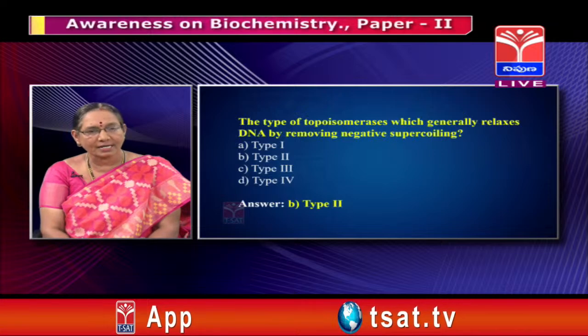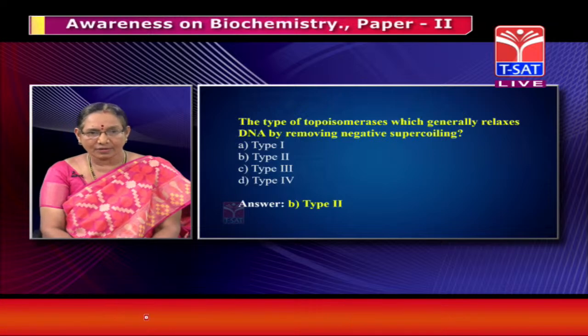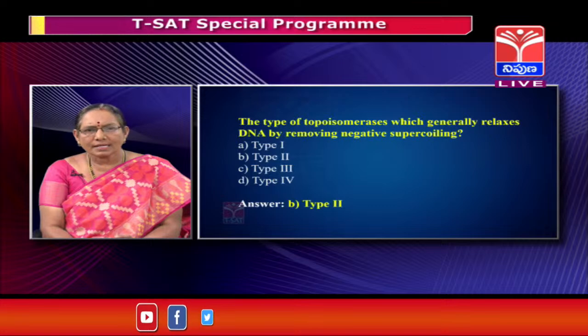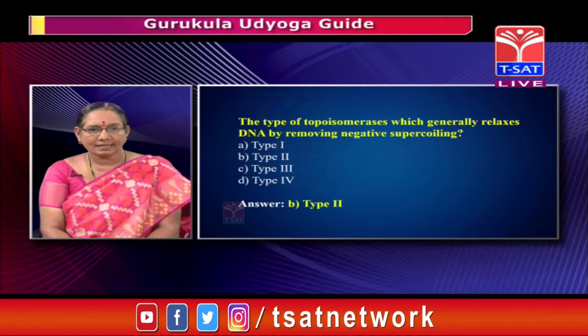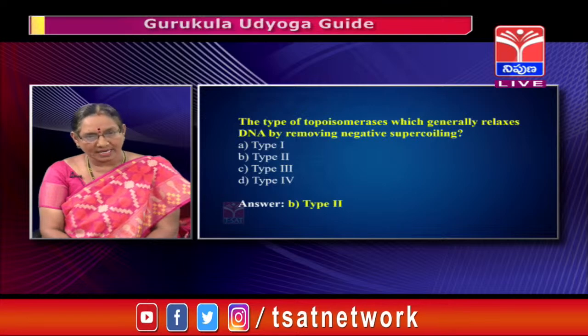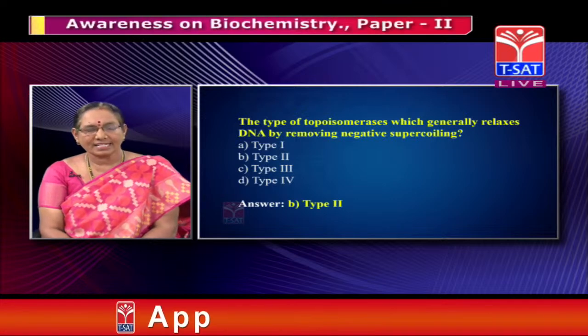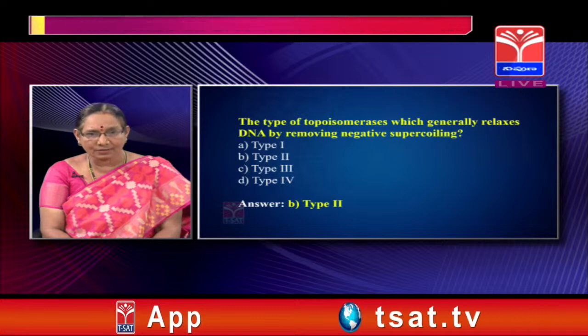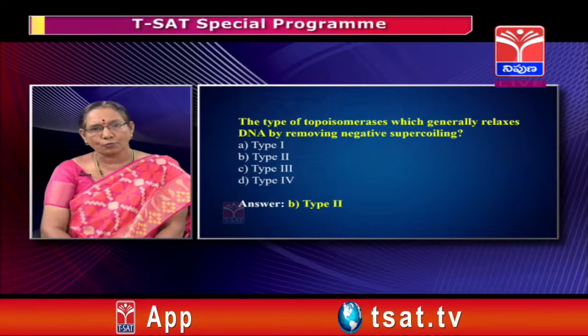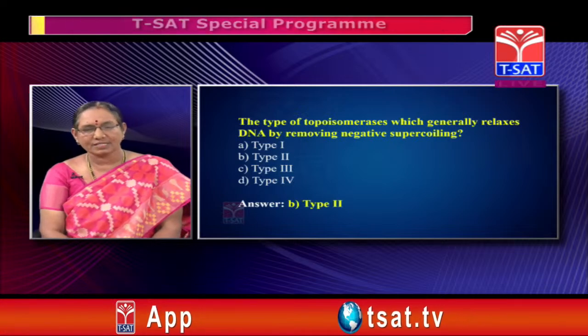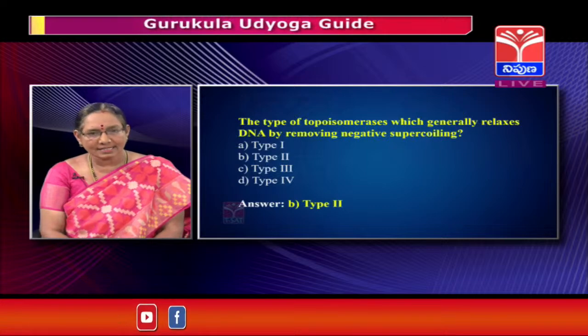Topoisomerases are classified based on their mechanism. We have type 1, type 2 and all. So a thorough knowledge about these enzymes will easily make you understand it is type 2 topoisomerase which can introduce negative supercoiling. So we have gyrase. The alternative name of topoisomerase 2 is gyrase, which is popularly cited in all the standard textbooks.